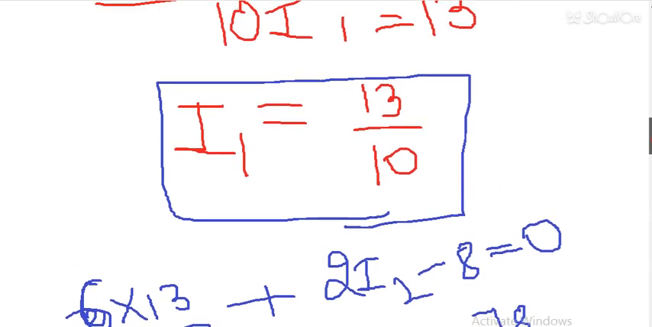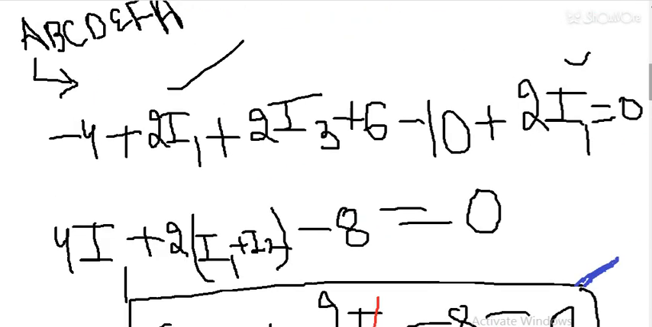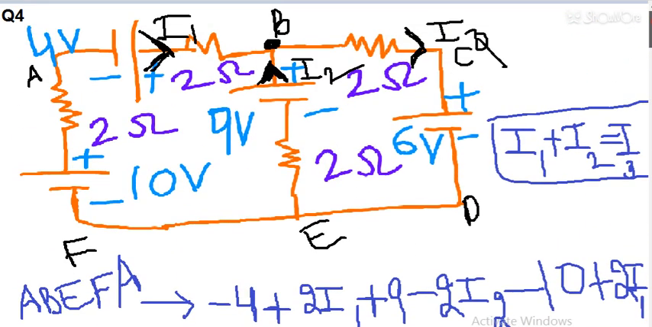So students, you can see two values we got, I1 and I2. We can find I3 easily. I3 will be equal to I1 plus I2. That means the total current flowing in this direction will be, so I1 has value 13 by 10, and I2 has value 1 by 10.